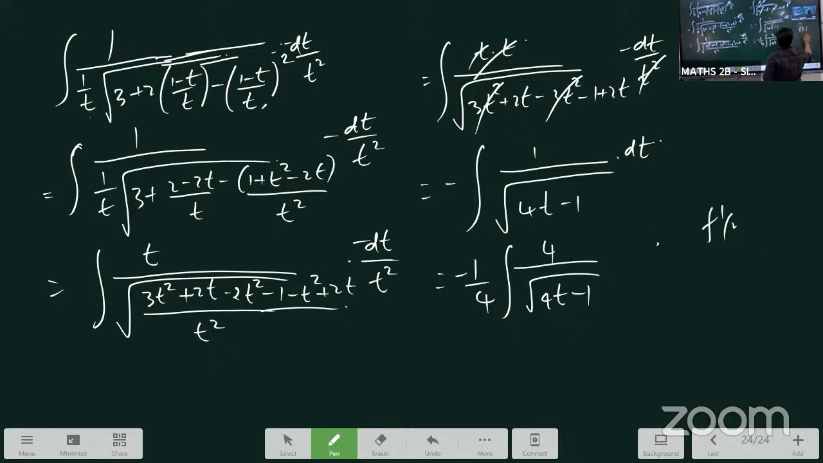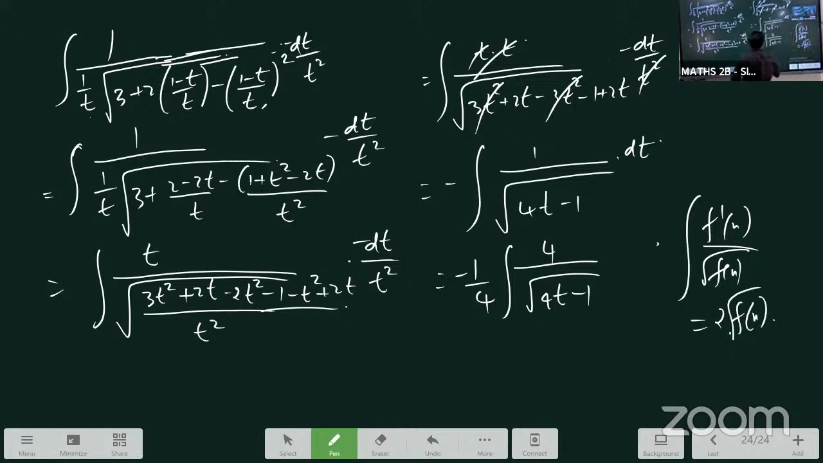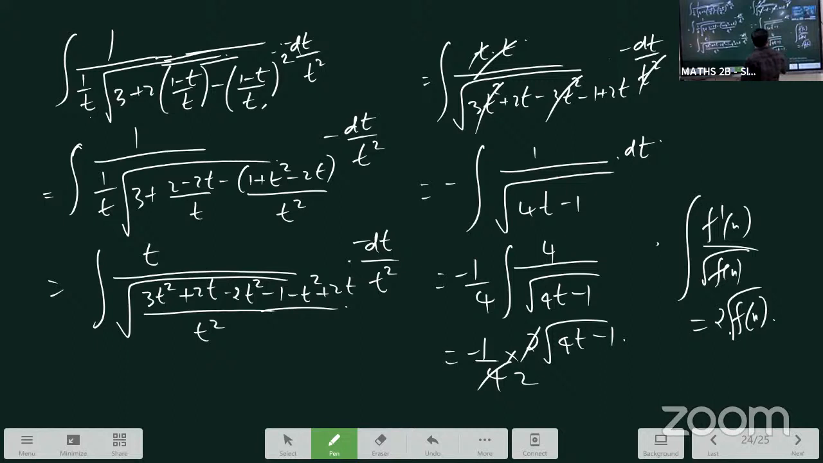Now f dash of x by root f of x, integration is 2 root f of x. Okay, that is minus 1 by 4 into, now derivative of this is in numerator. So that is 2 root 4t minus 1. 2 ones are 2, twos get cancelled. That is nothing but minus 1 by 2 under root of, what is left out? Minus 1 by 2, yeah, under root of 4t minus 1 is left out, right?